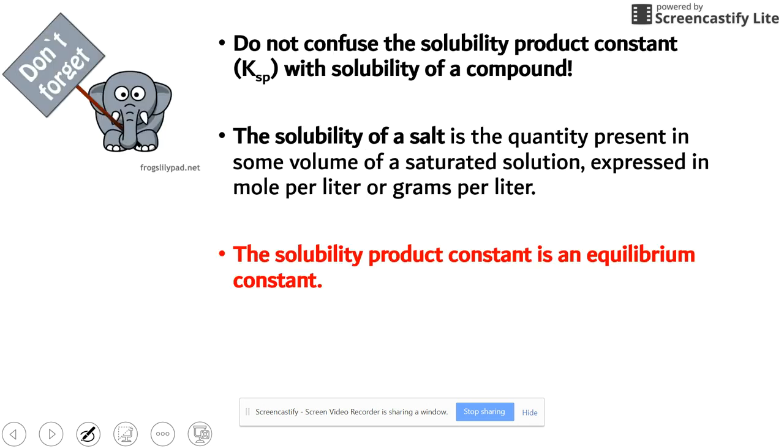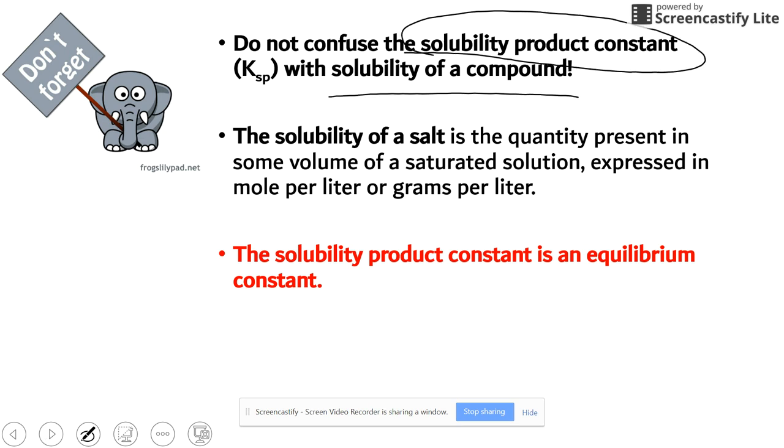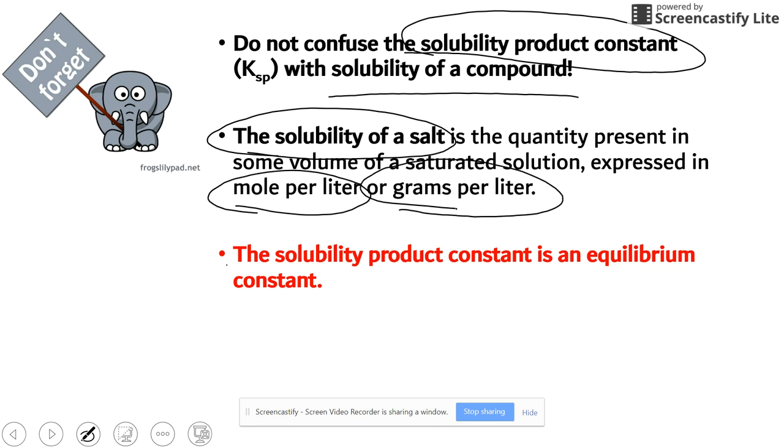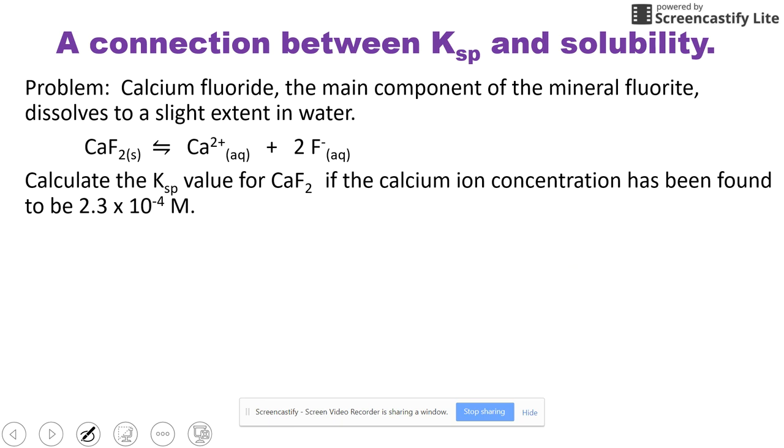Usually students get confused between the solubility product constant, the Ksp, and the solubility of the compound itself. We want to make sure that you understand the difference between these two. When you talk about the solubility of a salt, we're talking about how much that salt dissolves, and there's a unit for the solubility. The unit can either be molarity, mole per liter, or grams per liter. On the other hand, the solubility product constant, the Ksp, is an equilibrium constant. It doesn't have a unit. Let's go on to the next page.